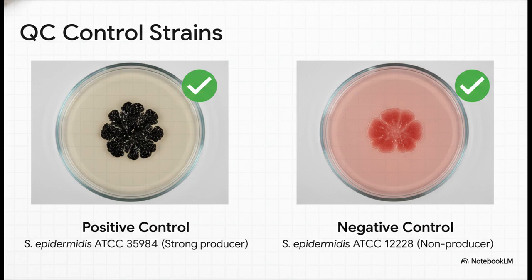Staph epi ATCC 35984 is your positive. It must give you a strong black crystalline result. ATCC 12228 is your negative. It must be pink and smooth. If your controls don't look exactly like they should, the entire batch of plates is considered invalid. You throw it out and start over, period.